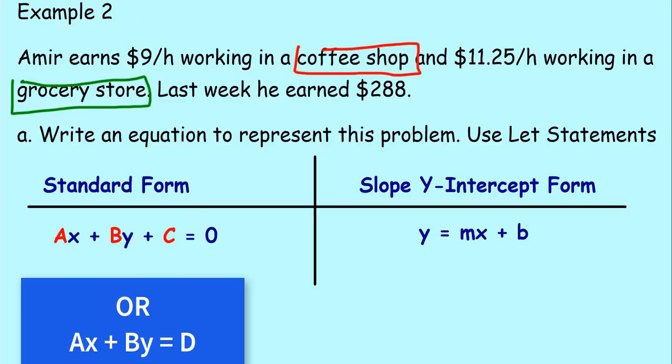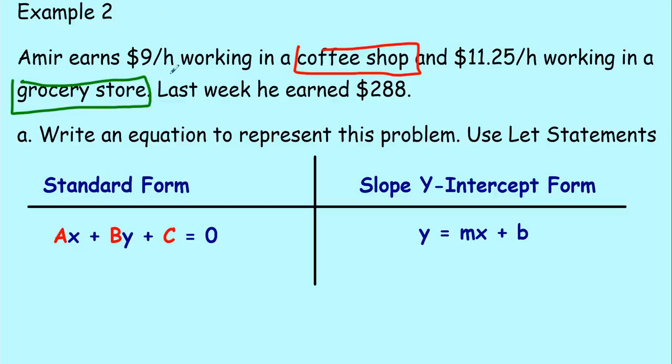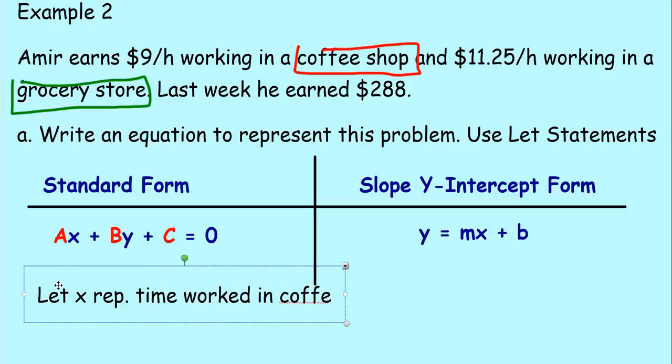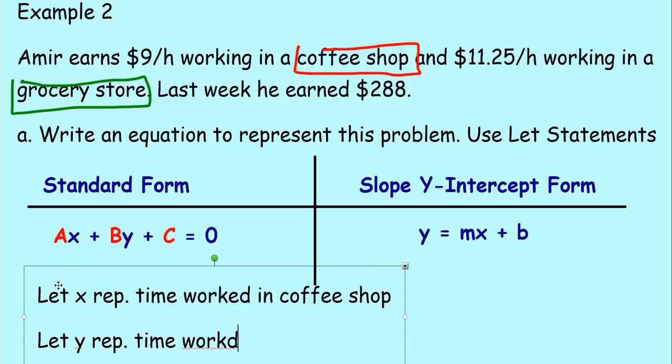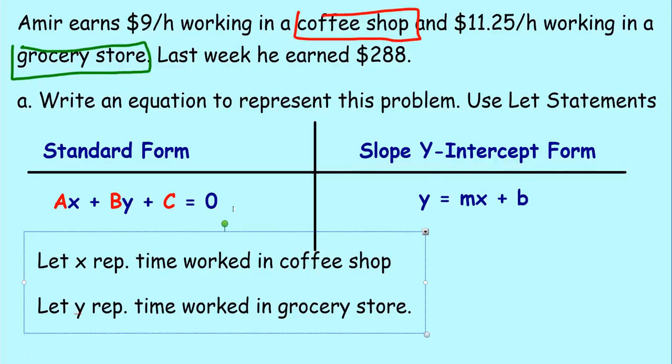So if I were to write the equation, I'm going to put the coffee shop in red, and my let statements, I'm just going to type this one out. So we're going to say let x represent the time worked in coffee shop, and let y represent the time worked in the grocery store. What would the equation then be?